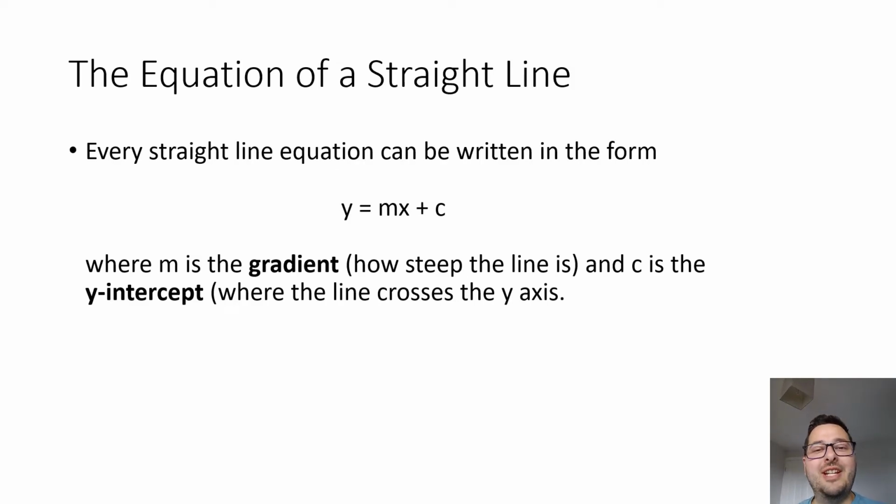Okay, so just a quick recap of the equation of a straight line. Every straight line equation can be written in the form y equals mx plus c, where m is the gradient, so how steep the line is, and c is the y-intercept, so where the line crosses the y-axis.